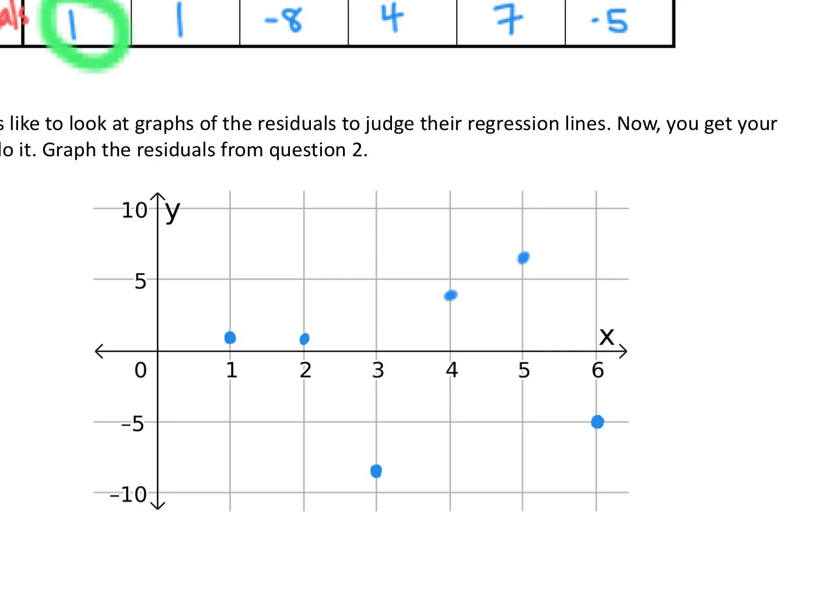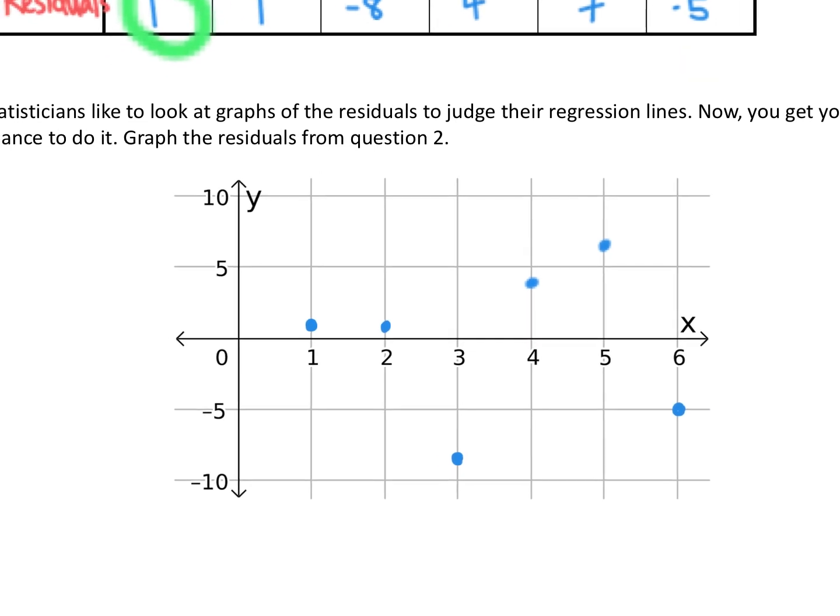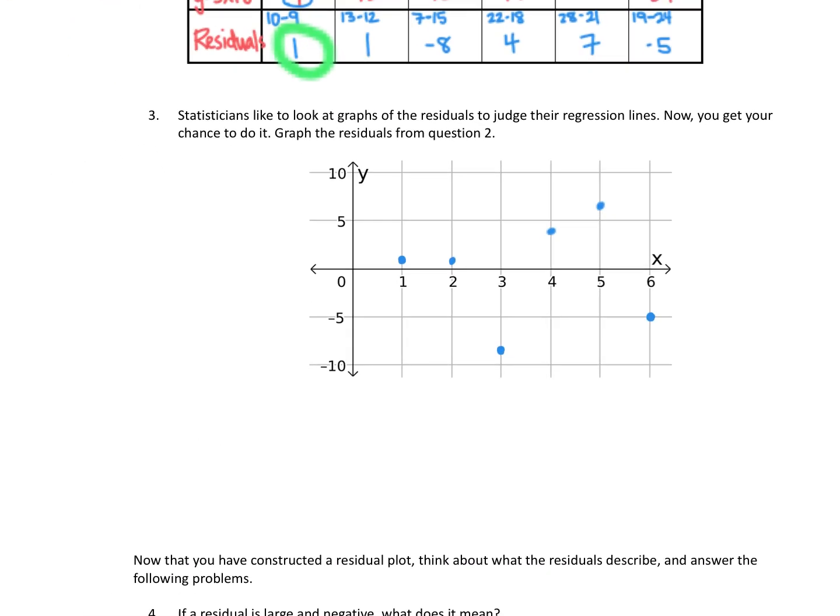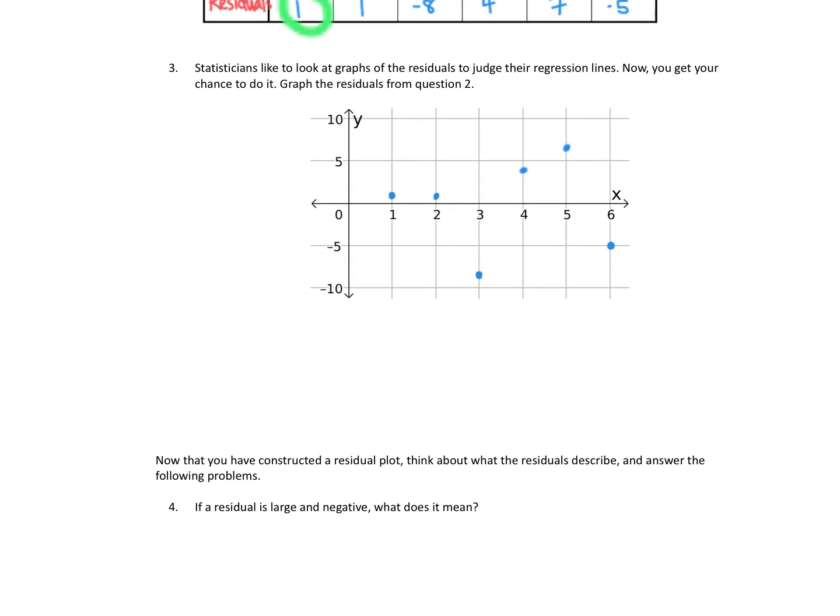Okay, so now let's answer a few questions about what we're seeing. So let's turn the page. Now that you've constructed a residual plot, think about what the residuals describe and answer the following problems. So let's see. First question, number 4. If a residual is large and negative, what does it mean? Okay, so let's look at that. Residual is large and negative, kind of like this one over here, like this -8, right? It means that the actual data point is far below the regression line and might be an outlier.